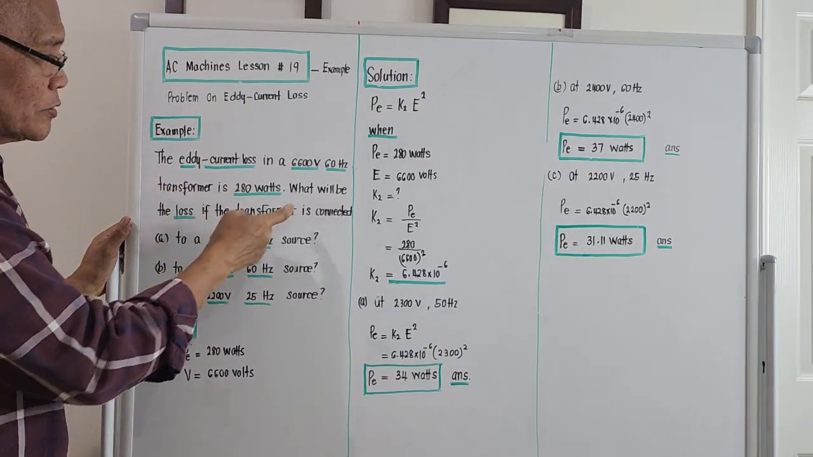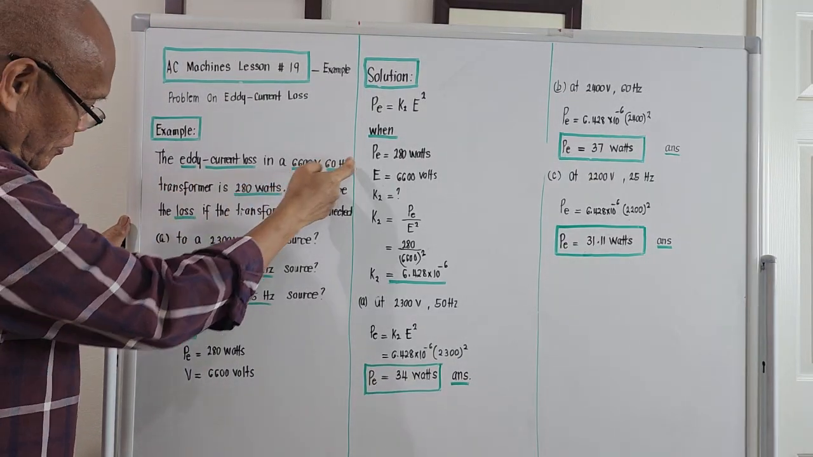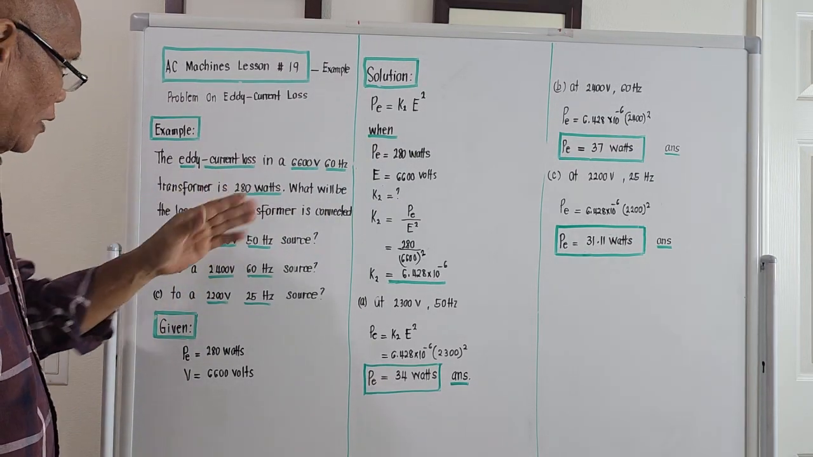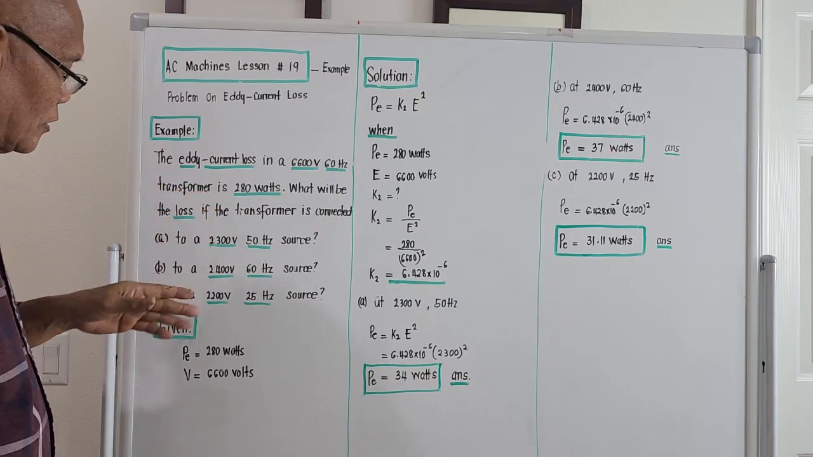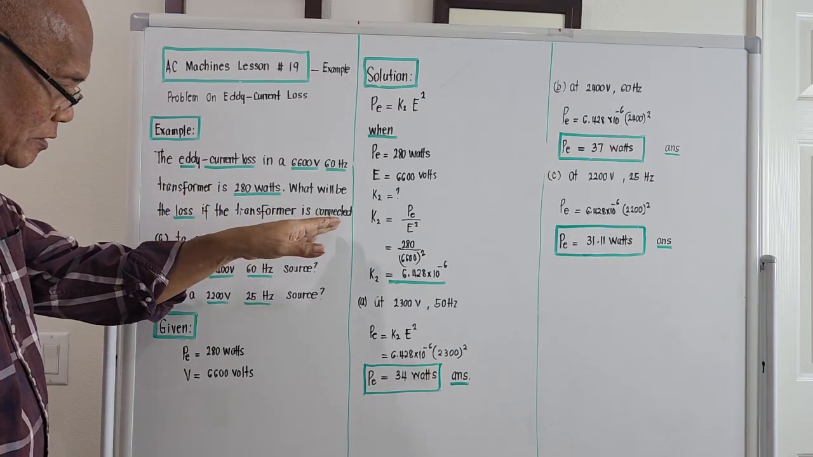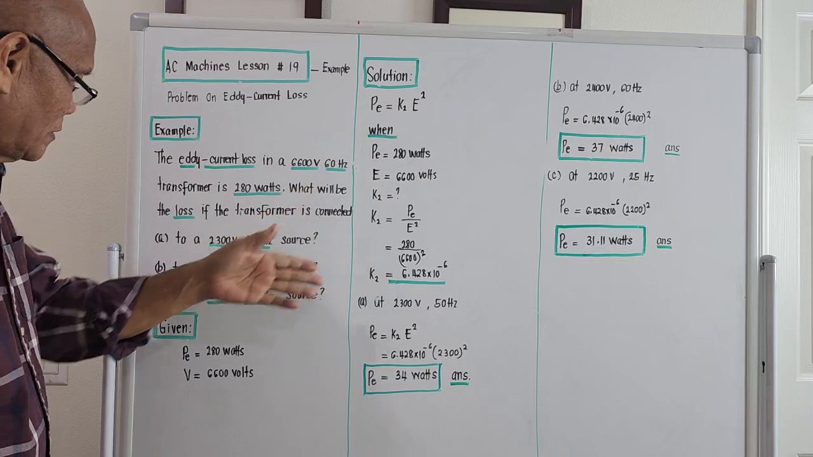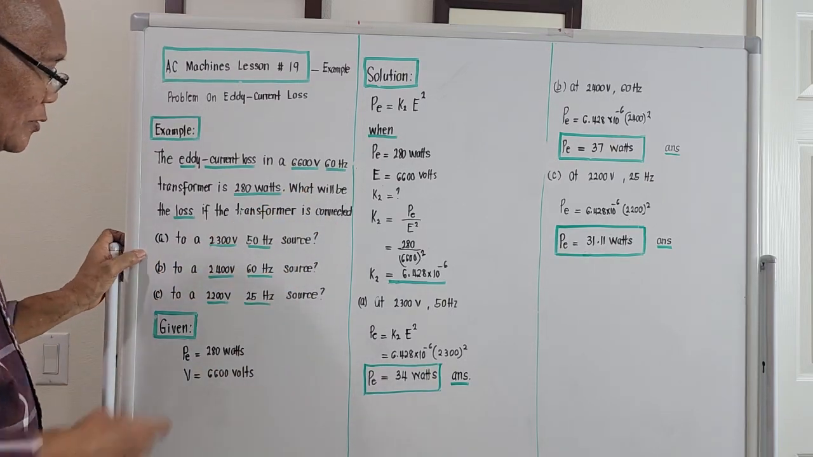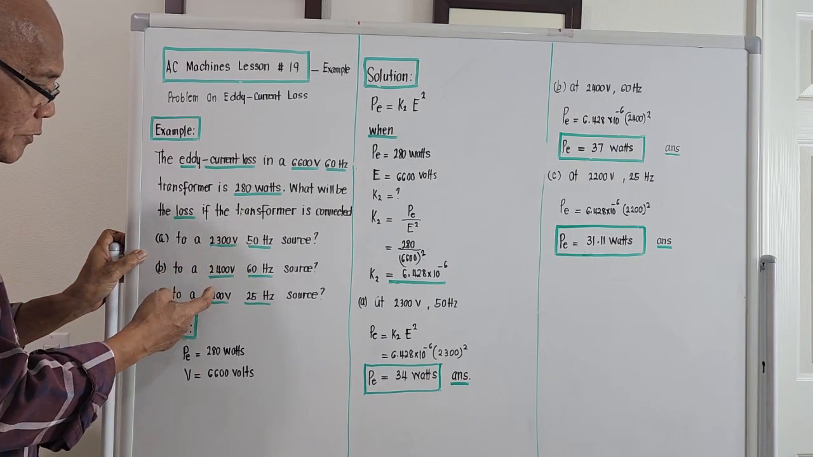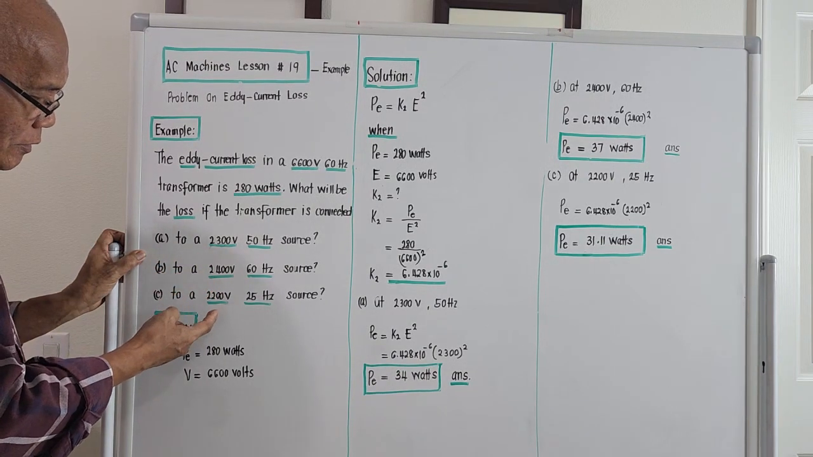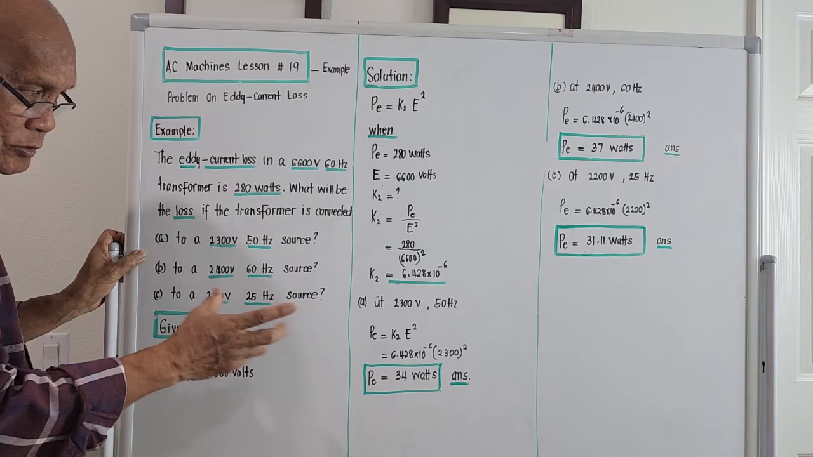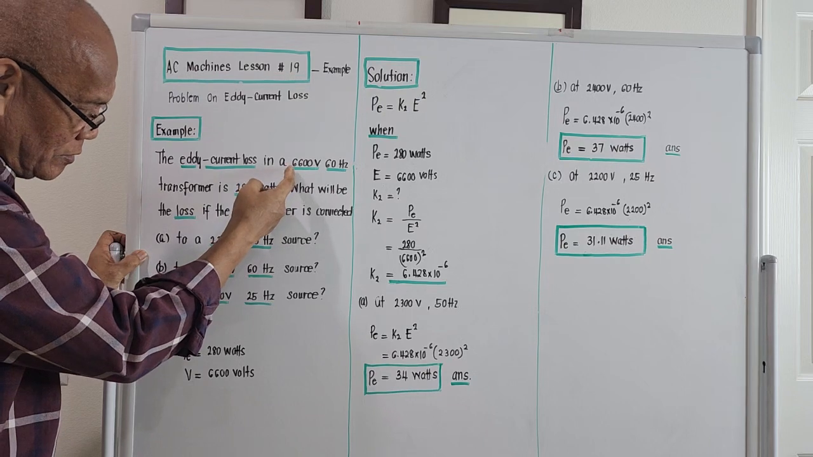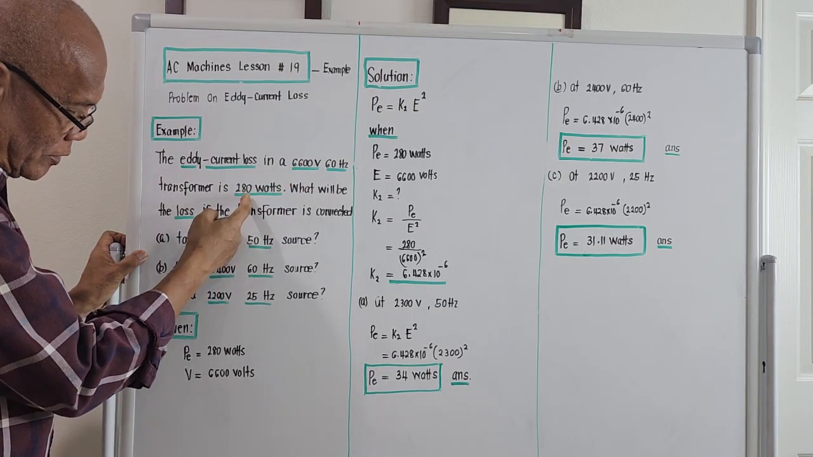The eddy current loss in a 6600 volt, 60 Hz transformer is 280 watts. What will be the loss, meaning the eddy current loss, if the transformer is connected to a new input voltage? The first one is 2300, next one is 2400, and the next one is 2200. So you see the difference. Originally it was connected to 6600, the eddy current loss is 280.